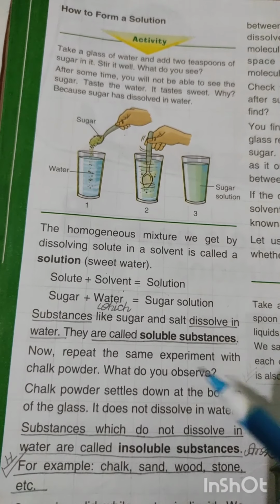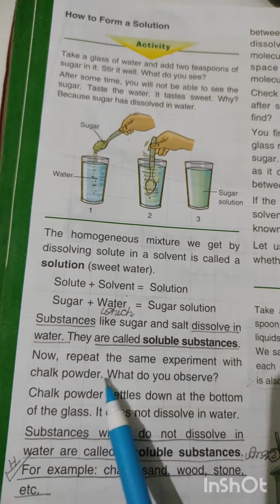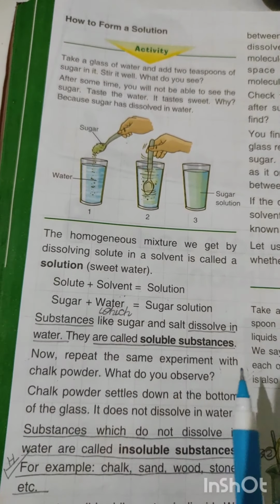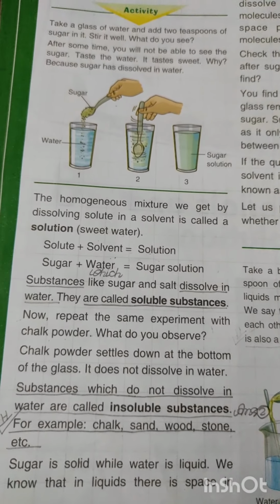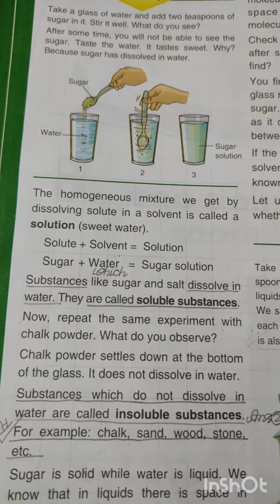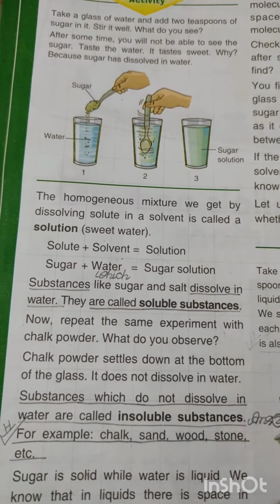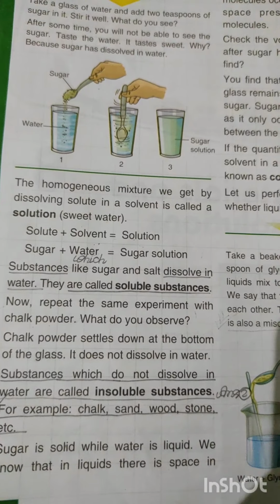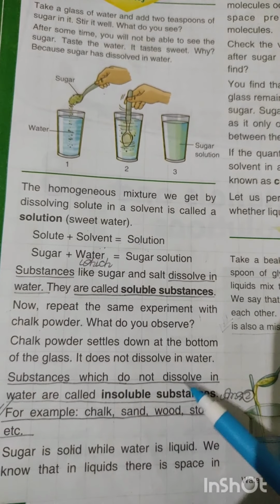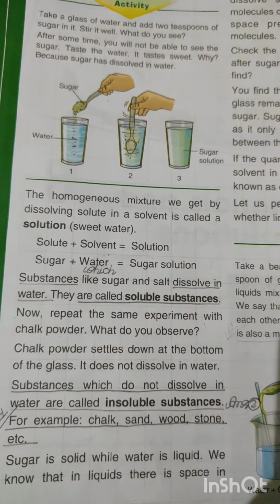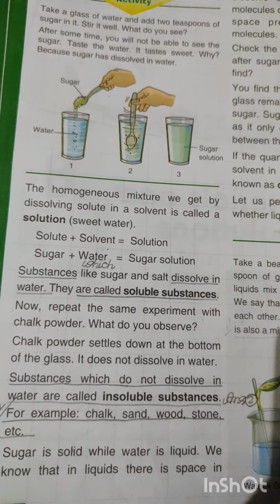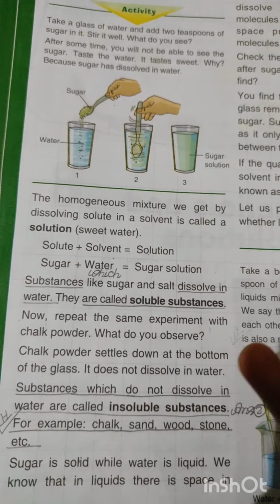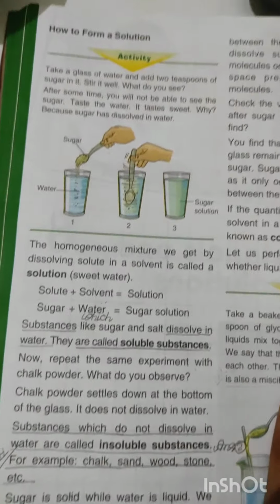Now repeat the same experiment with chalk powder. What do you observe? This is your homework. You have to do it yourself. You will observe that the chalk powder settles down at the bottom of the glass. It does not dissolve in water. Why? Because a substance which does not dissolve in water is called an insoluble substance, and chalk powder is an insoluble substance. There are so many insoluble substances like chalk, sand, wood, stone, etc.